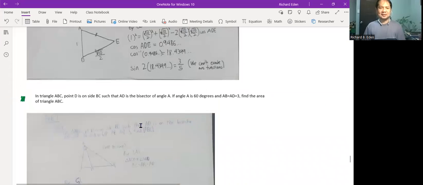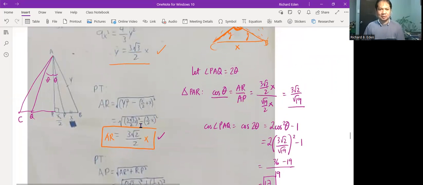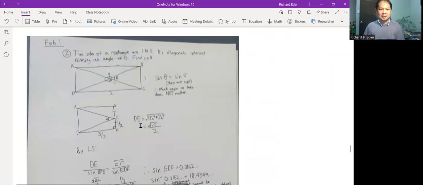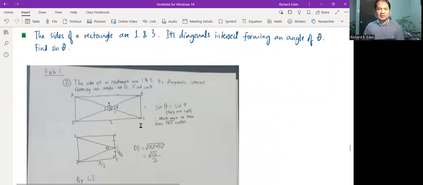So, it's been really hectic. That's why I haven't been able to respond except for that one question I said was correct. Pero ito, actually, ngayon ko lang matitignan. Sides of a rectangle 1 and 3, diagonals intersect forming an angle of theta, find sine theta. Now, this is one of those questions which is rather vague, kasi you're right, there are two angles that can be considered. In the figure, one is acute, the other is obtuse. Those are the two angles made by the diagonals. But you're right, it doesn't matter because they're supplementary, so their sines are going to be equal to each other. So it doesn't matter which one we consider.